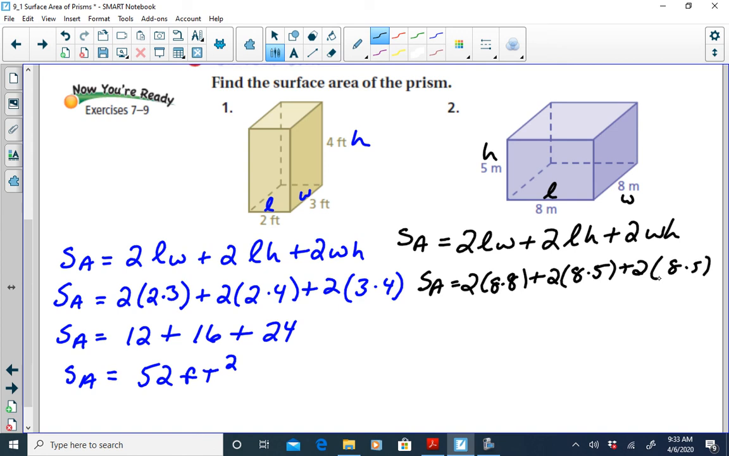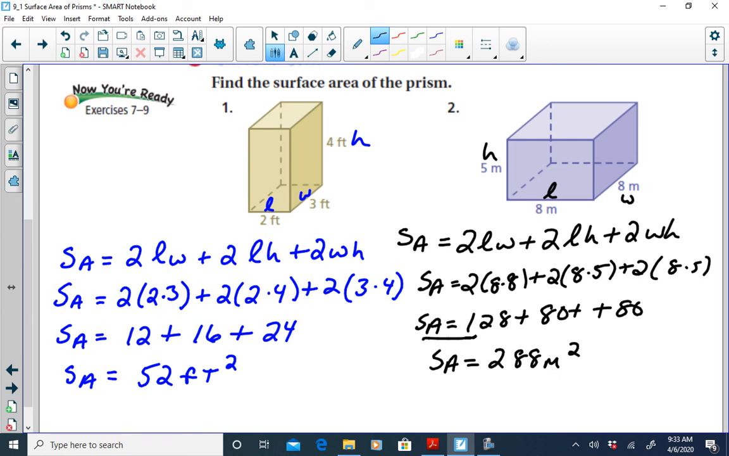Alright, so that's going to be, let's see, surface area is going to be equal to 8 times 8 is 64, times 2 is 128, 8 times 5 is 40, times 2 is 80, plus another 80. Surface area is going to be equal to 128 plus 160, 288. And those are square meters.